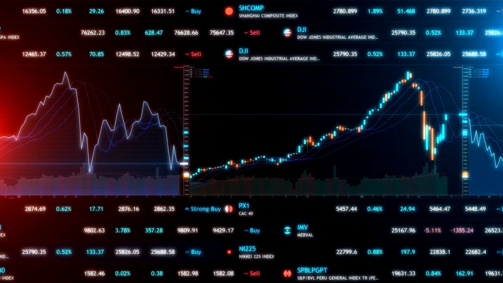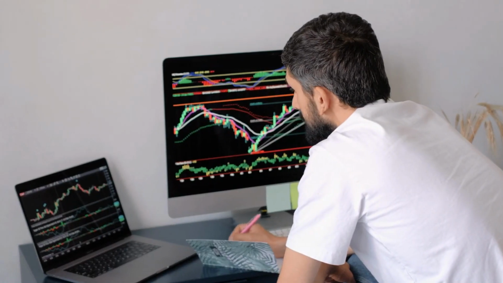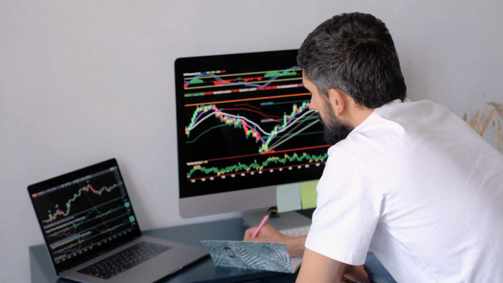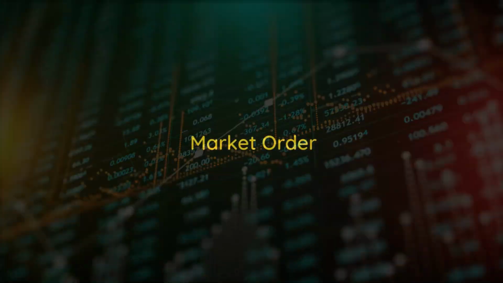To optimize the execution of your trade, it's essential to choose the right order type. Understanding the different order types available can have a significant impact on the success of your trade. Let's begin by exploring the market order.